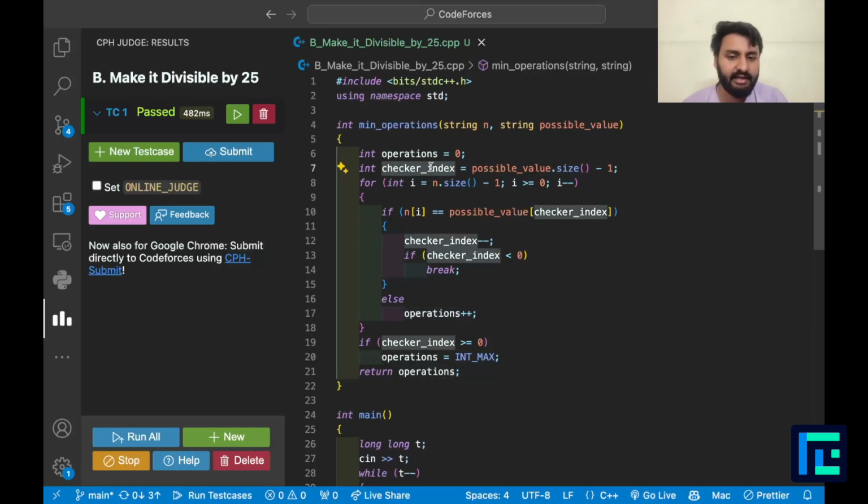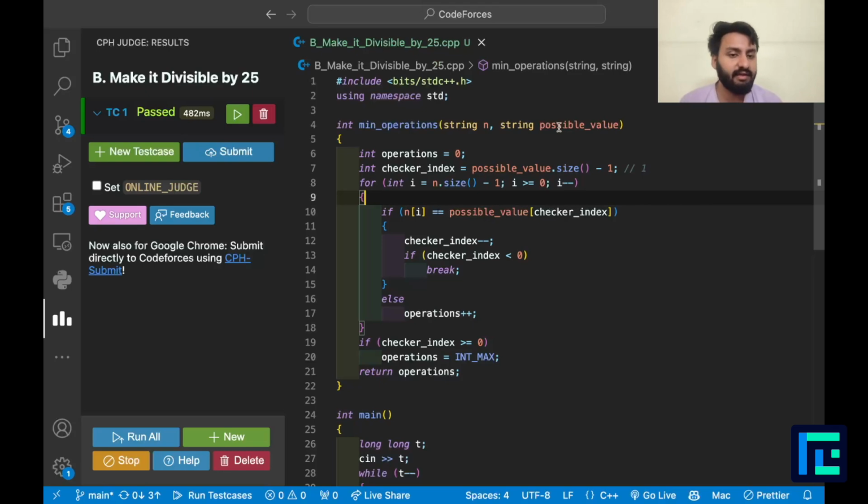Now I have a checker index, which basically is what am I checking? It is initially pointing to the last index of the possible value. So possible value dot size is the net size of that possible value. Of course, in this case it's effectively always 2, so maybe I can hard code this value, but just generalizing, this is the total size of the possible value in string format, which is 2, minus 1 is actually 1. So this checker index starts with 1, which means I'm starting off with the very right of the index, because from the left we start with 0 and the rightmost index is going to be 1.